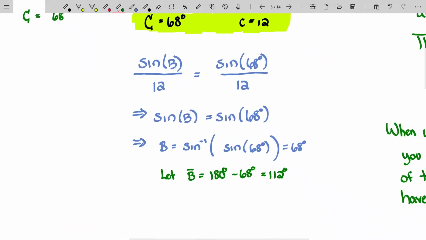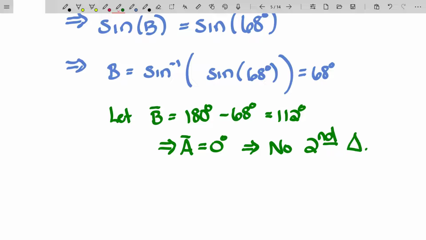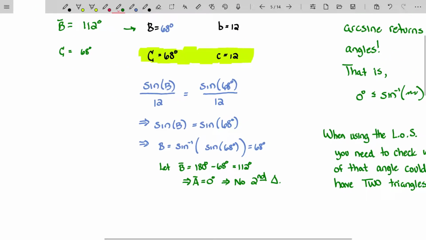So I'm going to write that down here. Let B bar equal this. That would imply that A bar, the other universe's angle A, would be 0 degrees, which implies no triangle, no second triangle. Okay. So that is how you work with the ambiguous case.